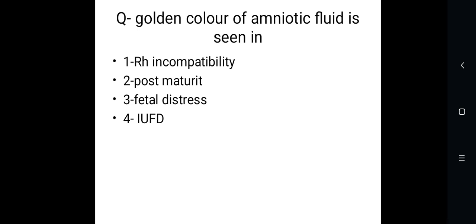Now this is about the clinical colors of the amniotic fluid, a question regarding that. Golden color of amniotic fluid is seen in RH incompatibility, post maturity, fetal distress and IUFD. RH incompatibility, yes, because of the presence of bilirubin. Post maturity, it is greenish yellow or saffron colored, and in fetal distress it is meconium stained, and in IUFD you may get tobacco juice or dark colored amniotic fluid. So the answer in this one is first, RH incompatibility.